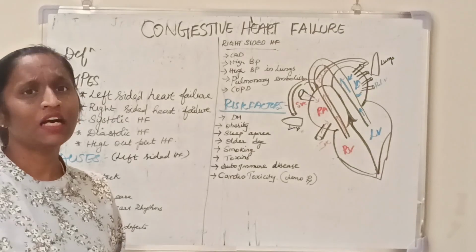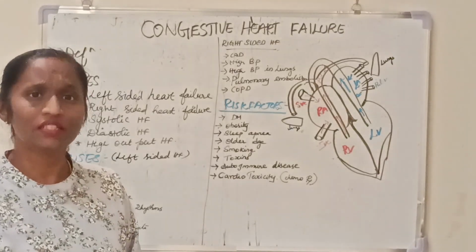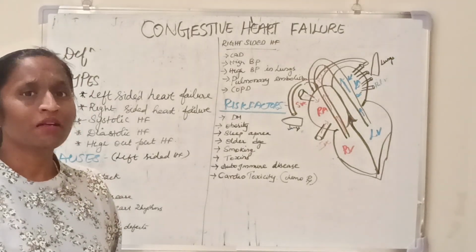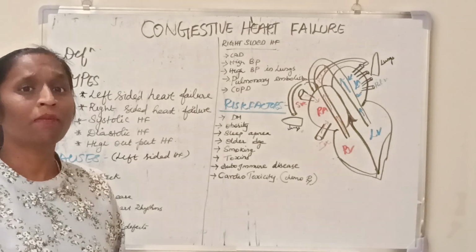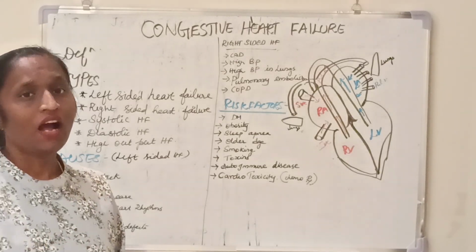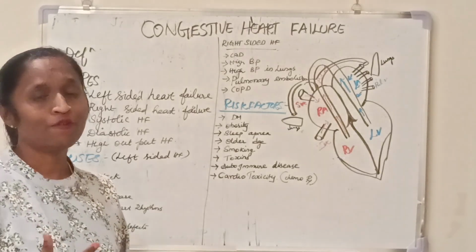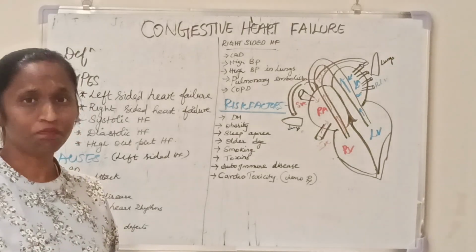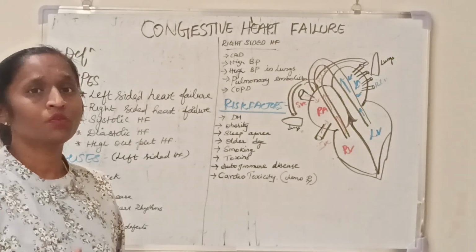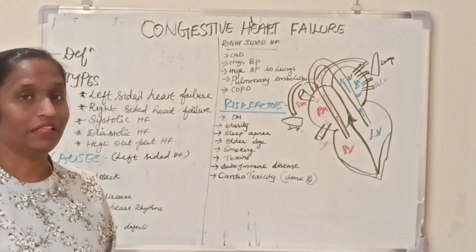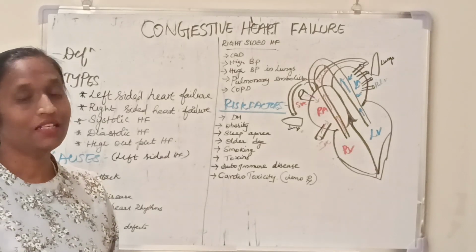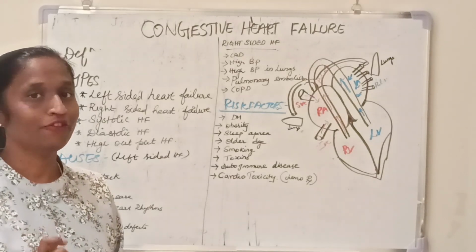When you come to congestive heart failure, it is a progressive disease. The cardiac muscles cannot pump the blood properly and cannot eject the blood from the heart to the body and to the lungs, which may lead to a failure. So we call it congestive cardiac failure.